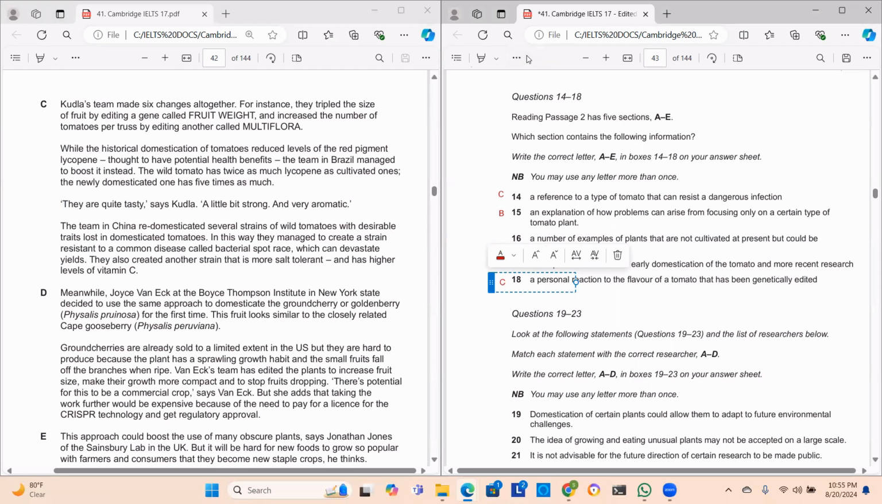So yep, this is one more time. I think C repeated itself, right? 14th is C, 18th is C. So you may use any letter more than once means definitely one of the letters will repeat itself. See, paragraph C has repeated itself now.